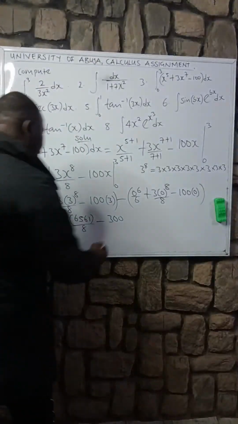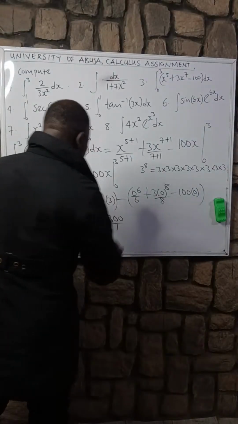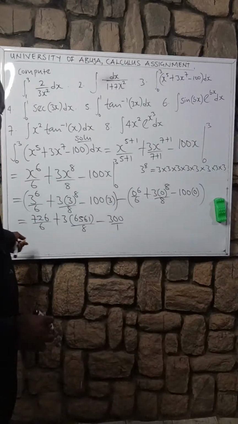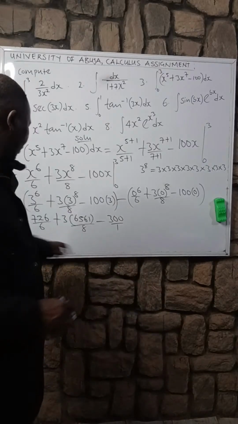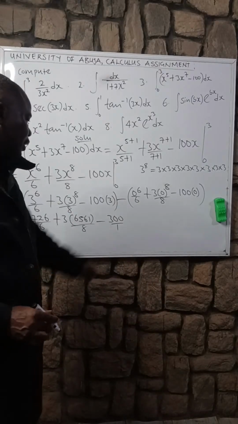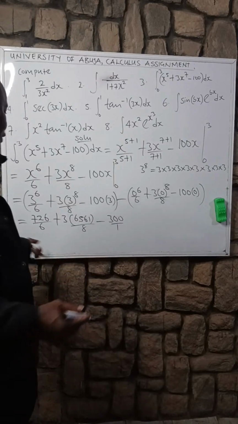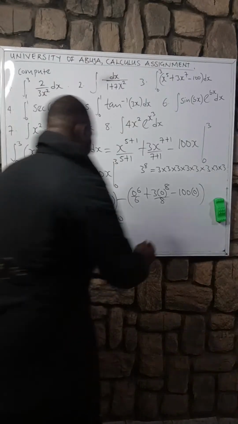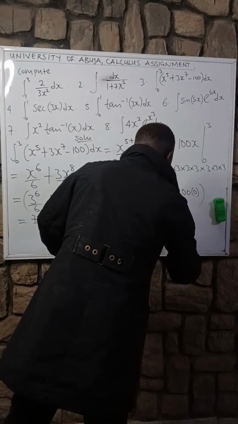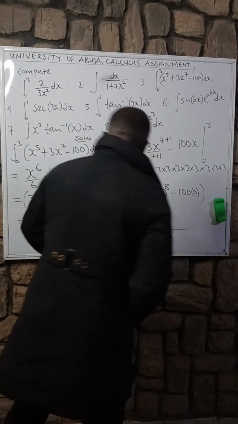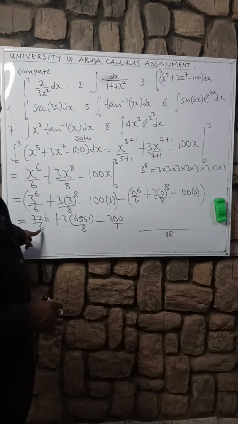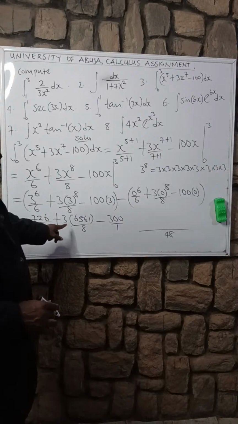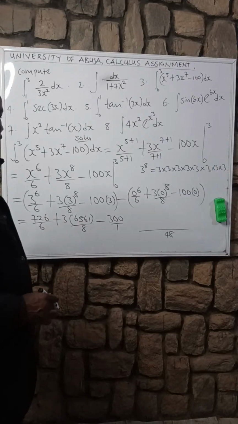So what you will do here, use this to multiply, then look for the LCM of this and this and this. In case you don't know, the LCM of this and this is 48. So 48 divided by this 8 times this. Then use this one to multiply.